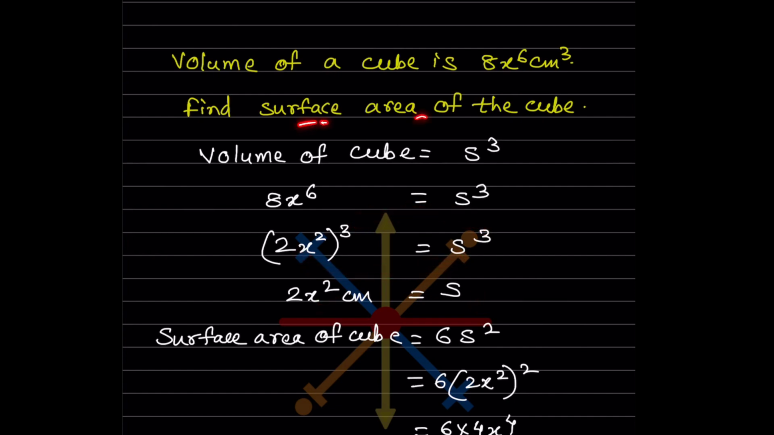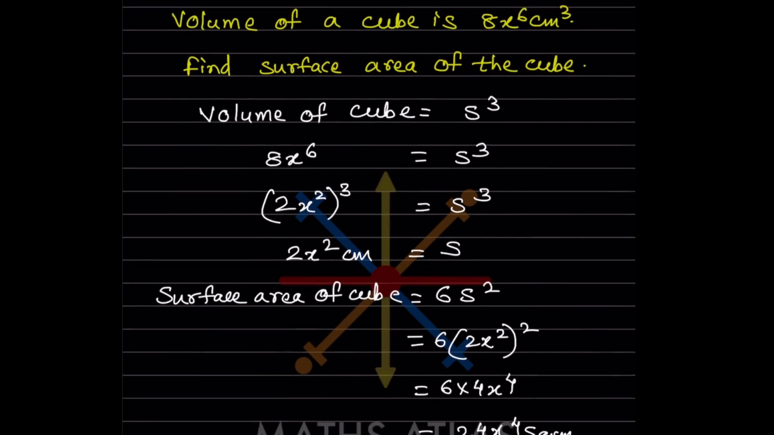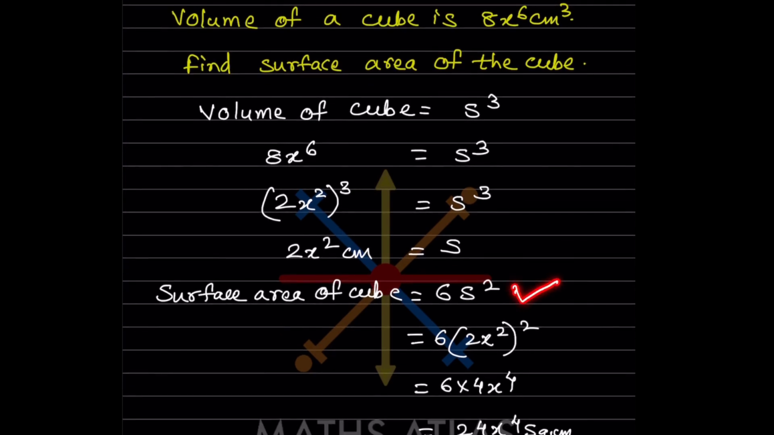Now we want the surface area of the cube. The formula for the surface area of your cube is 6s square. Now you know s is 2x square. So for s we are going to put here 2x square. Be careful with this one. We are going to put a bracket and then square it.